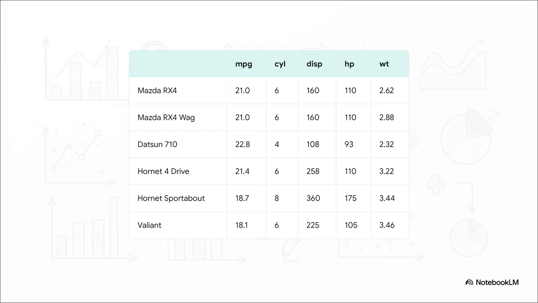Okay, let's make this a little more concrete. This is a classic data set called mtcars. You've got different car models and stats for each. Stuff like miles per gallon, horsepower, weight, you get the idea. And right now, looking at this, it's just a wall of numbers. If I asked you to find the relationship between a car's weight and its fuel efficiency just by looking at this table, well, good luck. It's like trying to find a needle in a haystack.